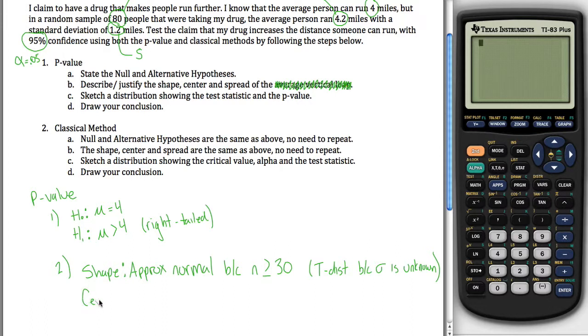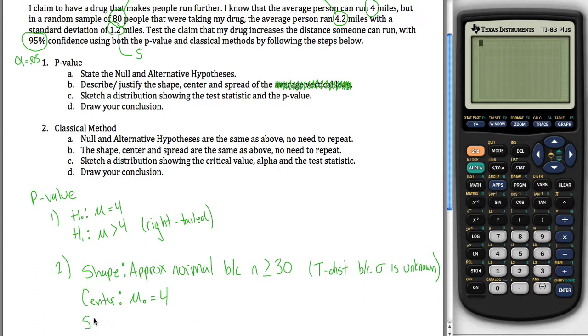Shape, center. So the logic that you follow when you're doing these tests is you start by assuming the null hypothesis is true. So really this is the center for mu. However, I'm going to assume that the null hypothesis is true, that mu equals 4. So my center will be mu naught, which is equal to 4.